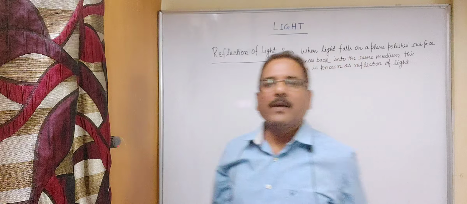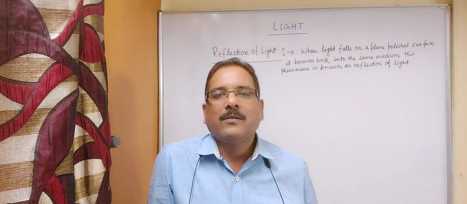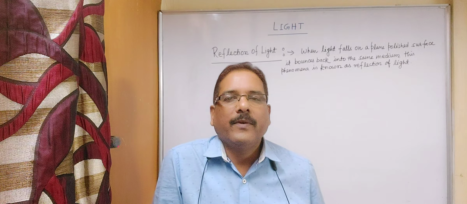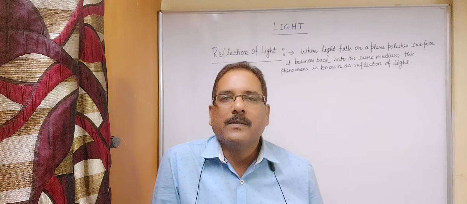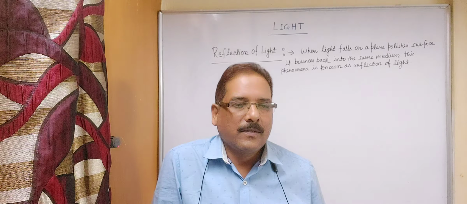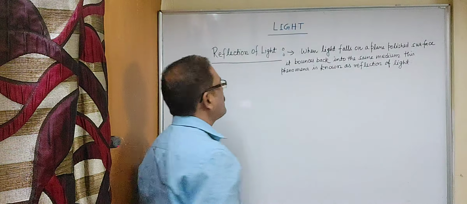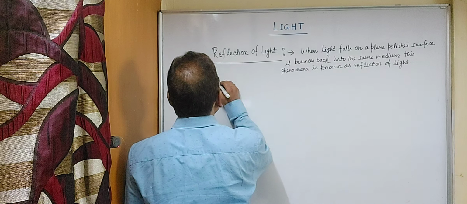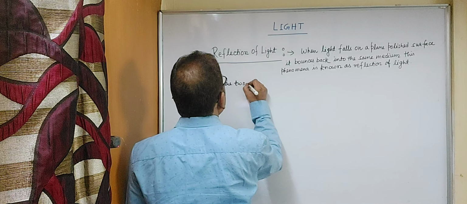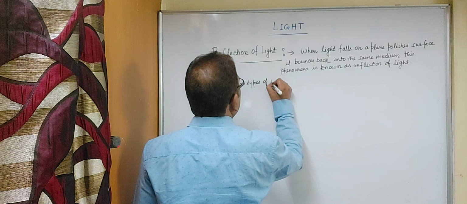Now, there are two types of reflections. When light falls on a plain polished surface, then regular reflection takes place. And when it falls on a rough or uneven surface, then diffused reflection or irregular reflection takes place. So, reflection is of two types, right?